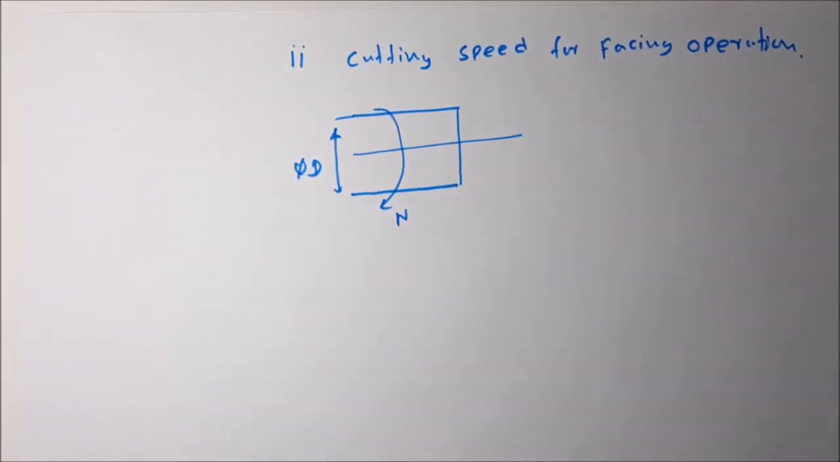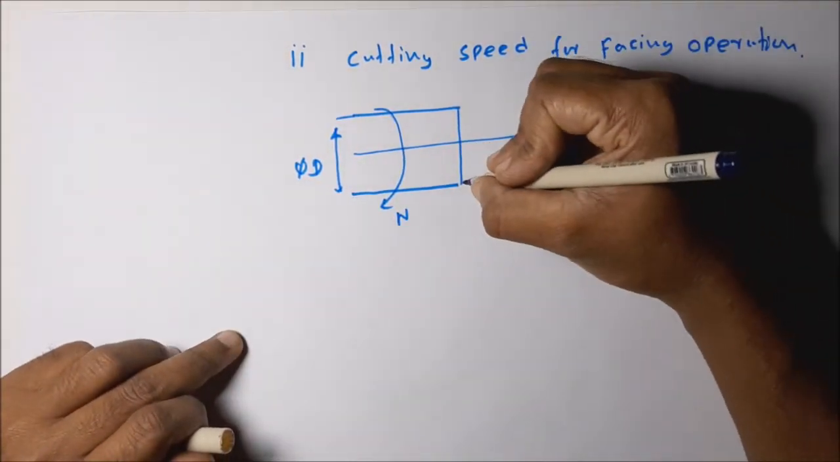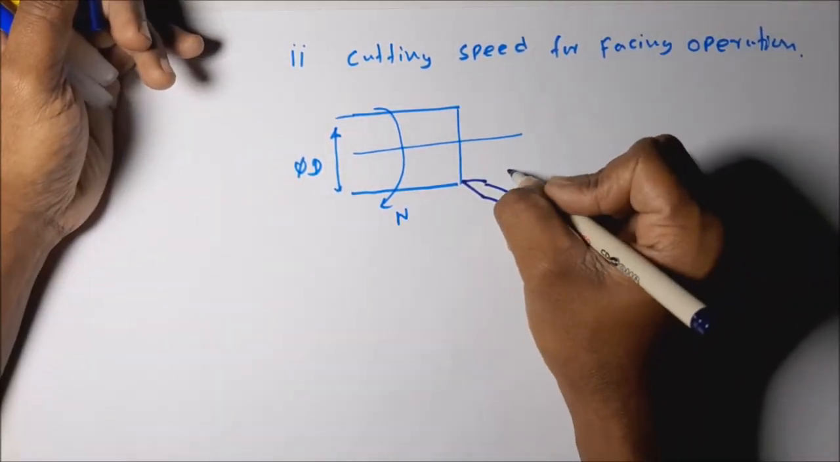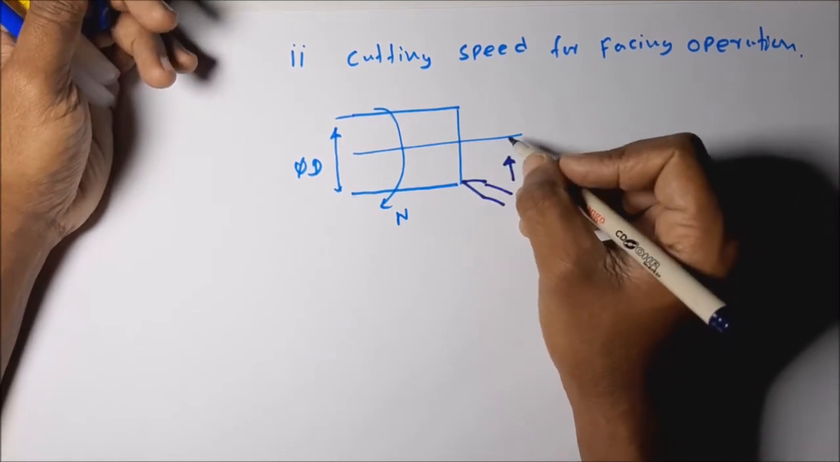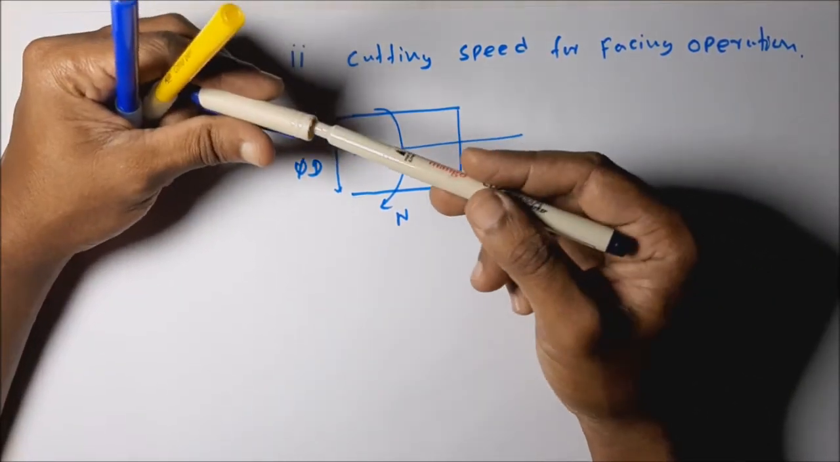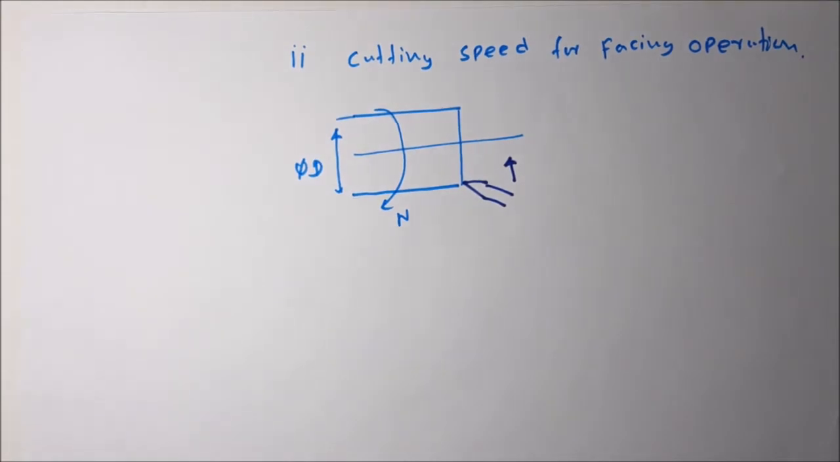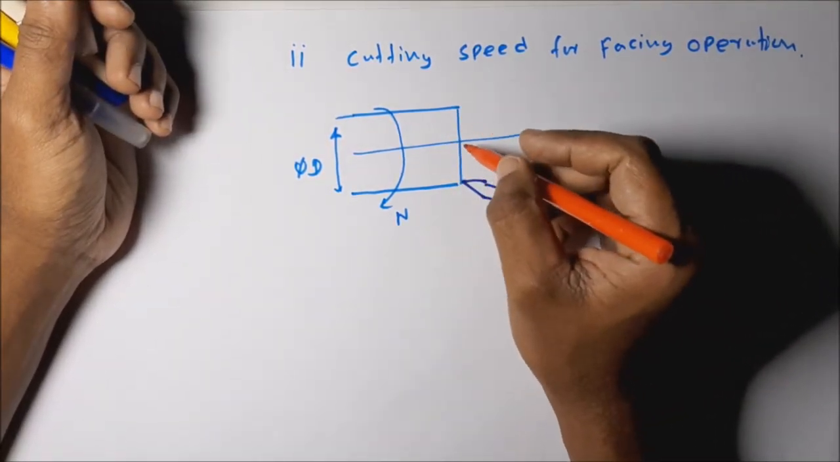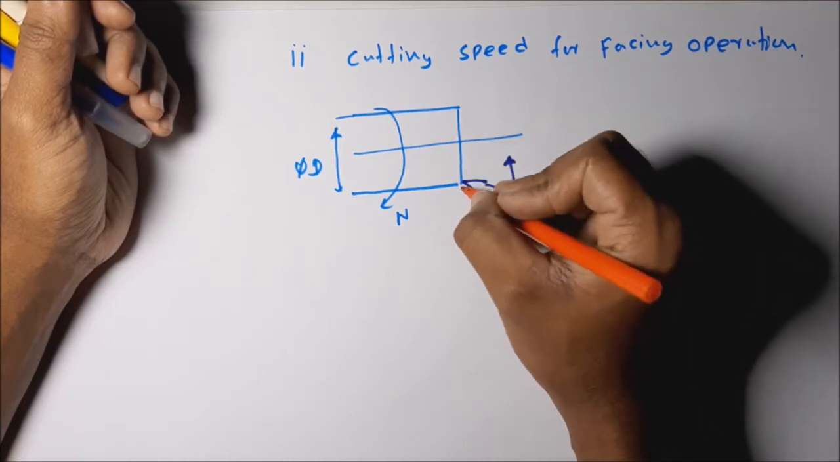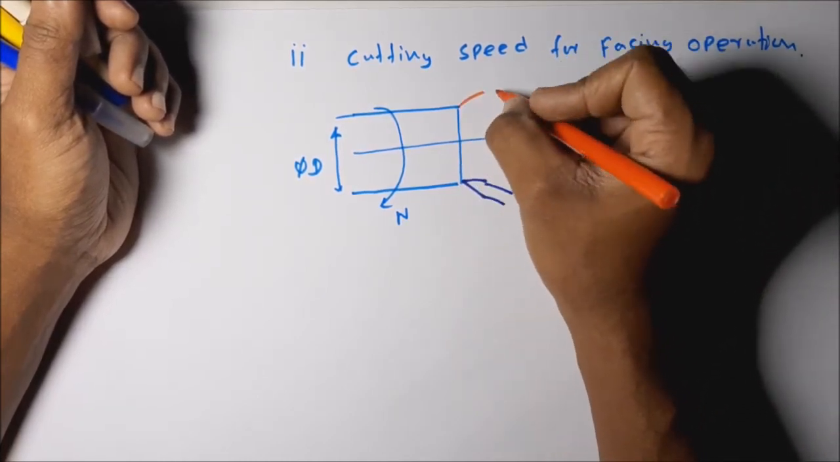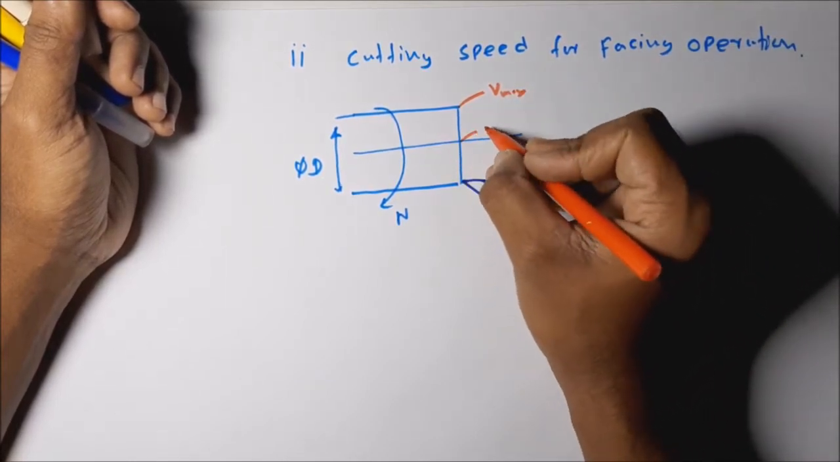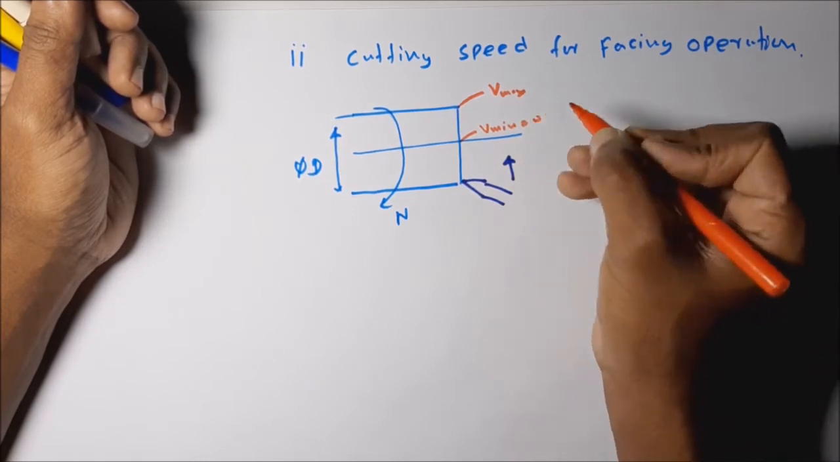Let's take this as the cutting tool. The cutting tool feeds perpendicular to the rotating axis in this facing operation. You already know the turning operation. In this situation the cutting speed is not uniform, it varies. At the circumference V is maximum, and at the center V is minimum, equal to 0.